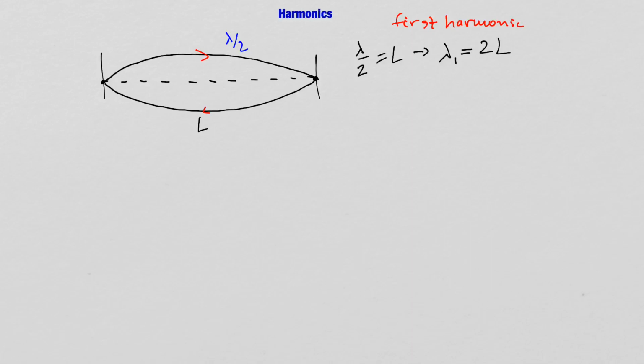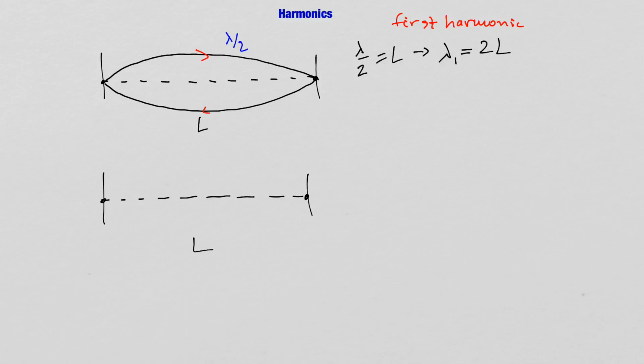Okay, now let's see how the second harmonic wavelength is calculated. So here's my string again, fixed at both ends. The length is L. I already fitted the longest possible wavelength that will generate a standing wave on the string for the first harmonic. So now I need to fit the second longest wavelength possible.